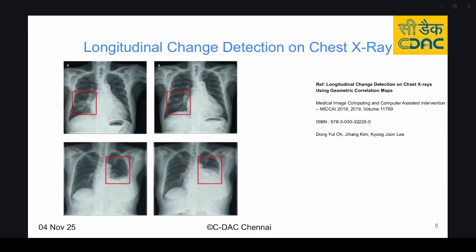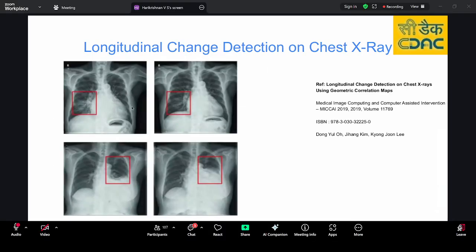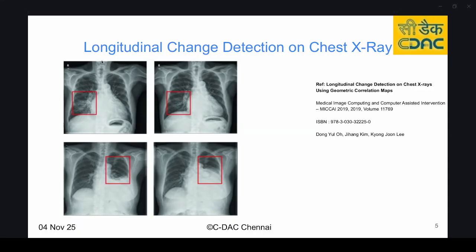So specific to the longitudinal change detection, one example I have shown here. So here we are seeing lung lesions in this red box, and by using AI object detection algorithms, we are able to detect lung lesions on the first X-ray image of the patient. And after 3 months, the X-ray image of the patient is again taken. So here we are seeing the lung lesions get reduced. So the disease is getting reduced.